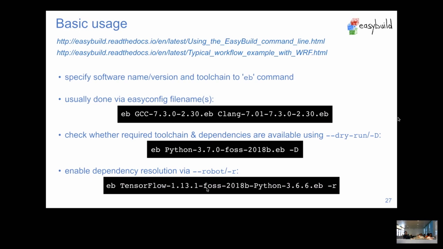If you just run the easyconfig file, you hit enter, it will go ahead and try to do the installation, if all the dependencies are there. If the dependencies are not there, you may have to specify the robot option as well. So you're going to tell EasyBuild to take care of the installation of the dependencies first before doing the main installation. And to get an idea of which dependencies are missing, you can use the dry run option or the -D.